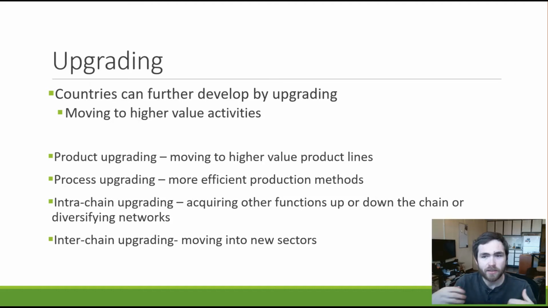There's a few different ways that countries can upgrade. They can move to higher value product lines. They can improve their productive process. They can gobble up other steps along the chain, or they can move into new sectors that are complementary to sectors they've already been developing their productive capabilities in. So global value chains are just one way that we can think of the globalization of trade in a more production-oriented way, rather than a pure trade-oriented way.